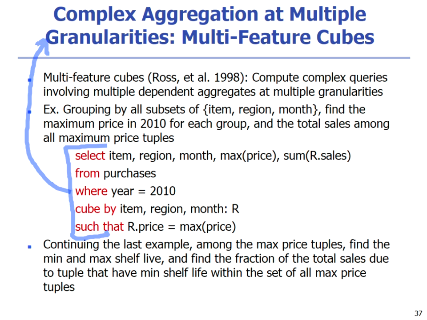So R represents a grouping variable. The variable R is a grouping variable ranging over all tuples in group G_i that have a price equal to max G_i. So this is a detail. You can find it in the textbook on page 231.